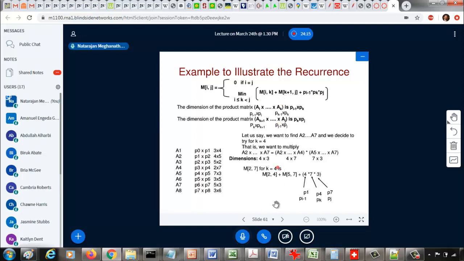Okay, so that's the recurrence relation, and now we'll start looking at the numerical problems. Things will become much easier now.